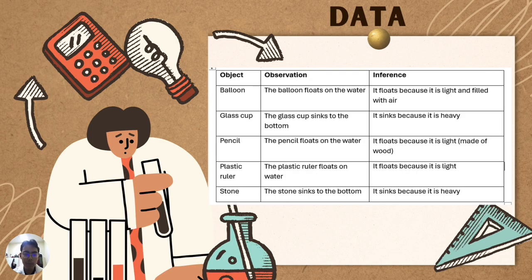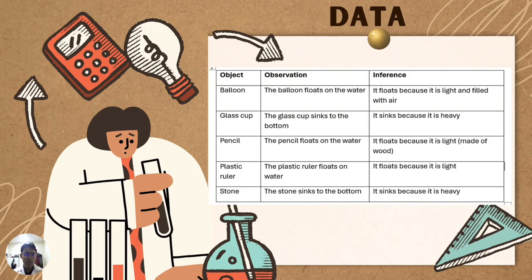For the next one, the pencil floats on the water because it is light and it is made of wood. If the pencil were made of iron, a heavy material, it would sink into the water. For the next one, the plastic ruler floats on the water because it is light. And the last one is the stone. The stone sinks to the bottom because it is heavy.